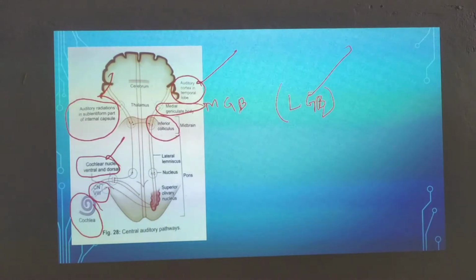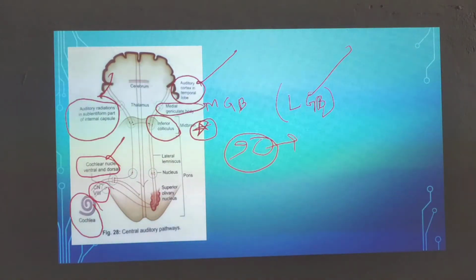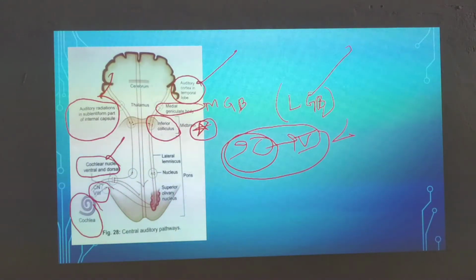So what is this in the middle? The inferior colliculus. Where is it present? In the midbrain region. The inferior colliculus is one of the most important things. It is helping in the fifth wave of the BERA. Whereas the superior colliculus is related to what? Ophthalmology. So the inferior colliculus is related to ENT.